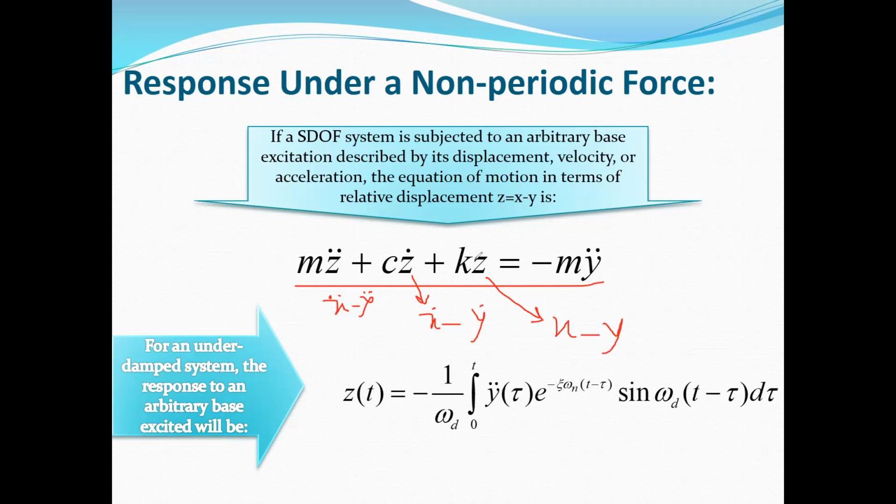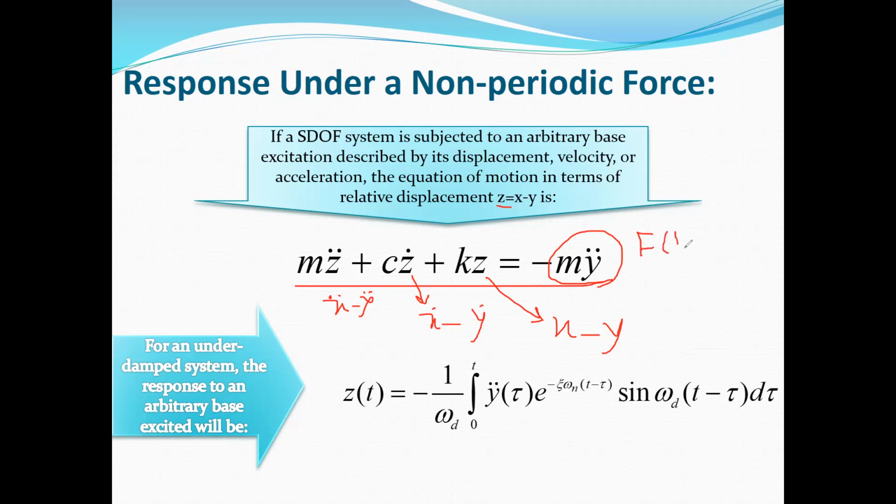If you substitute z equal to x minus y into this equation, you can extract the same equation, which is m x double dot plus c x dot plus k x equal to c y dot plus k y. But when you use this new variable z, you can write the equation of motion as a function of z, and we have the external force, which is a function of y double dot. Now this is your non-homogeneous term, or this is your f(t).